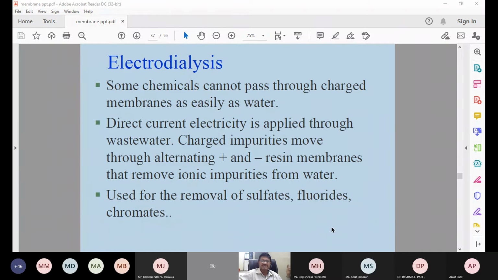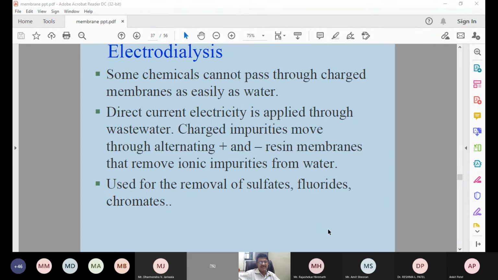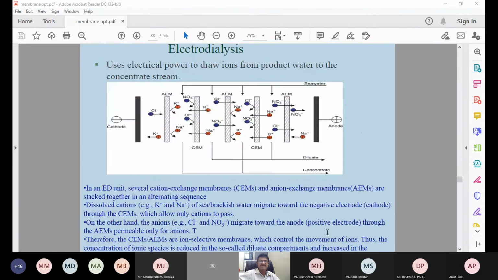Now comes electrodialysis. Electrodialysis is where we are using electricity, using the current or electric potential, to remove the ions from the water. We can remove the ions from the water, like you can see here in the diagram. You can see here the cathode is there, here the anode is there.